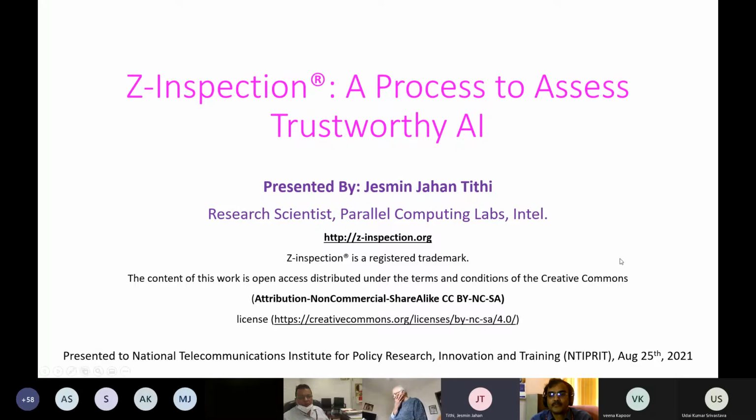Today I'm going to talk about Z-Inspection, which is a process to assess trustworthy AI. Z-Inspection is a registered trademark and it is open for everyone to use under a Creative Commons license. I am a founding member of the Z-Inspection process. My hope from today's presentation is that after this talk, you will be more aware of what trustworthy AI means and what you can do yourself to assess whether an AI is trustworthy or not.